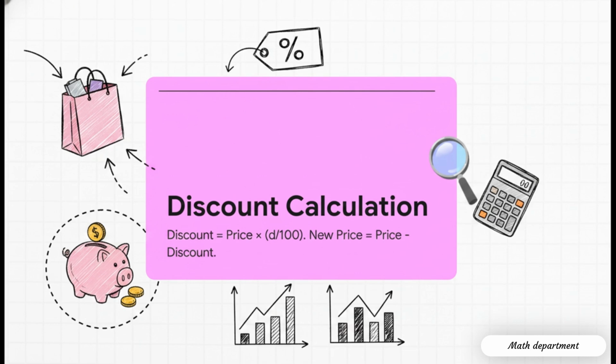Now, why divide by 100? Well, because the word percent literally means per 100. Once we've got that value isolated, step 2 is easy. We calculate the new price by just subtracting that discount value from the original price.